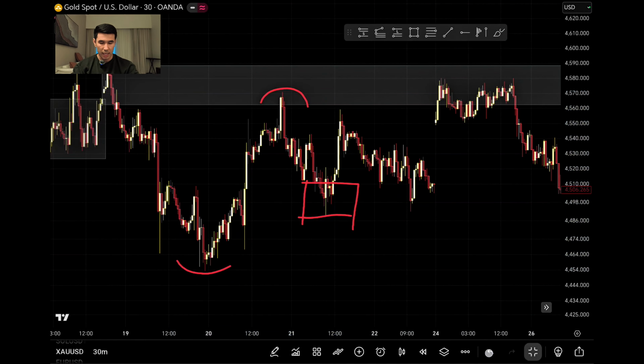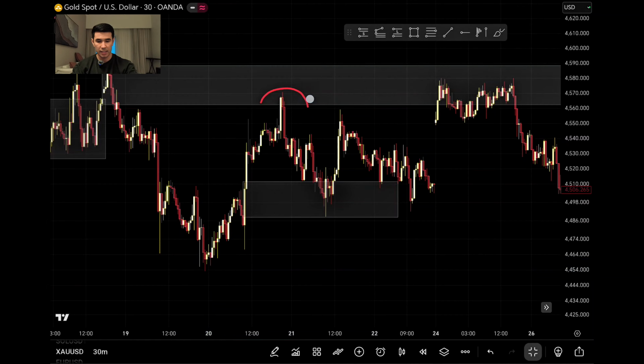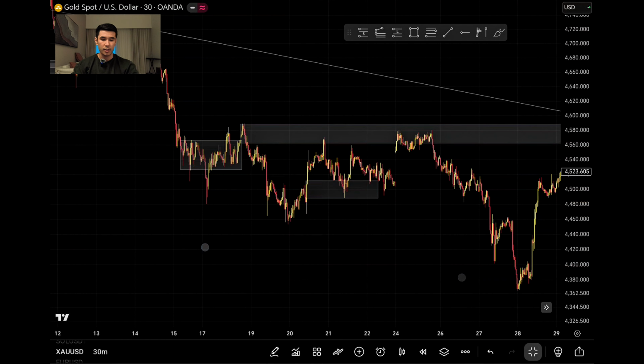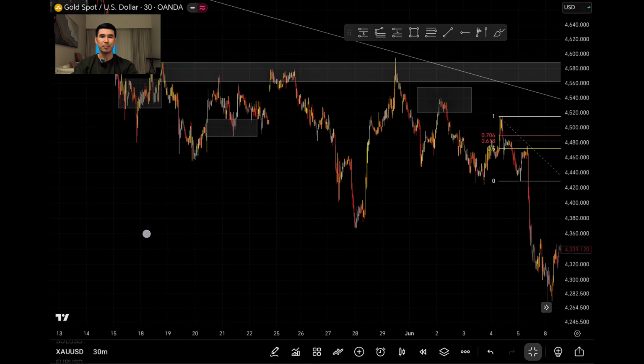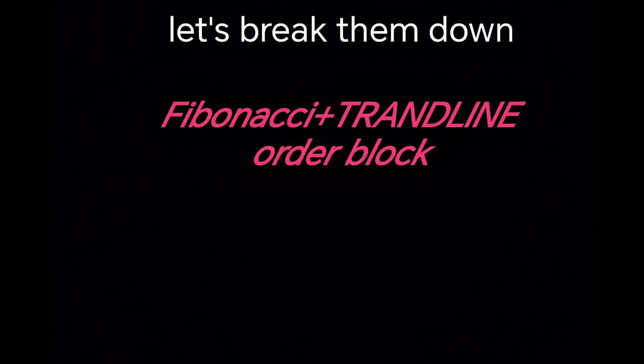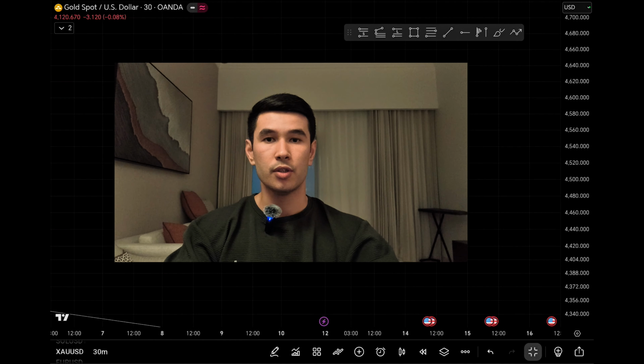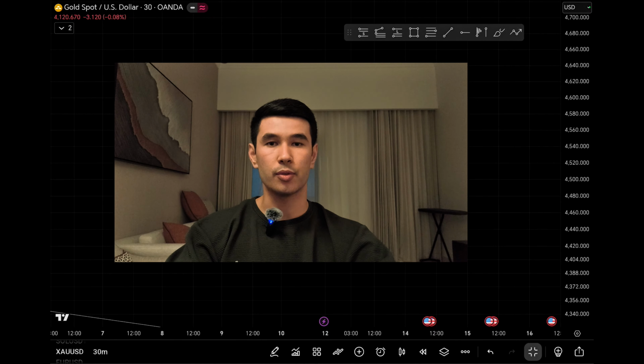Now let me explain how to use them all mixed together, like Fibonacci, trend line, and order block. Let's break them down. Let me give you a quick explanation before we start. You can use the Fibonacci and order block even without a trend line. You can just combine two of them as well.